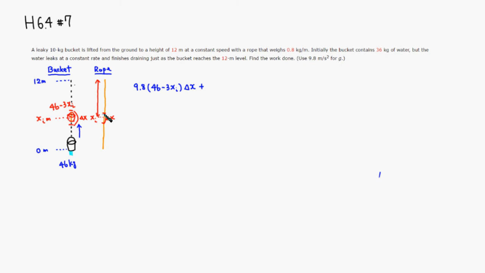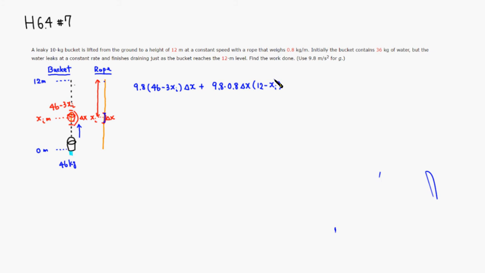So the weight of just one piece here is going to be 0.8 times delta x. That will be the weight, and of course we have to turn it into a force, so we multiply by 9.8, the acceleration of gravity. Also we have to determine the distance it needs to travel to go all the way to the top. Since this is a piece at xi, to go up to the 12-meter level, it would have to move 12 minus xi.